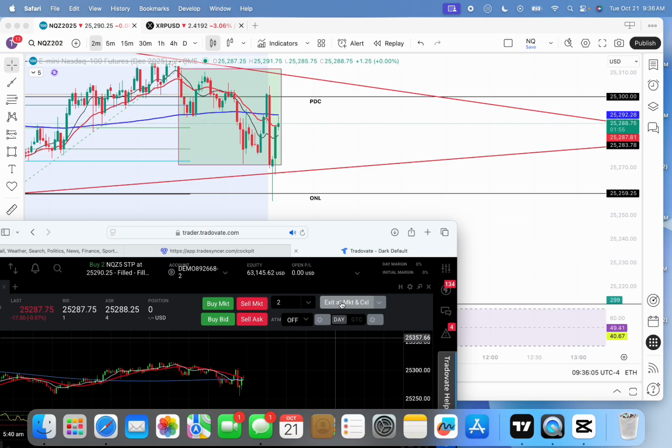Okay, stopped out. Got faked out big time there. I should have gotten out here when it hit that overnight low. I should have known it would reject there the first time.